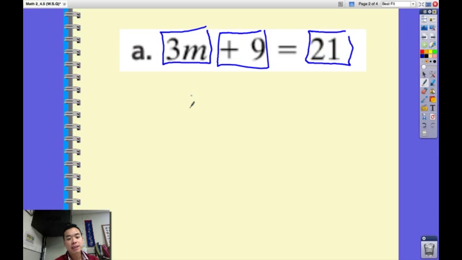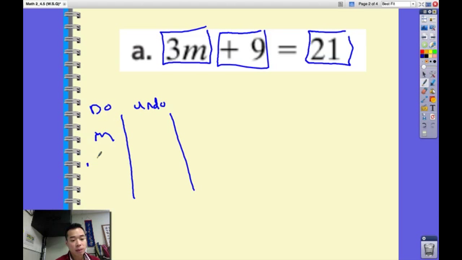And then I'm going to build my table over here. My do, undo. So here's my do, here's my undo. Here's my present. The first thing that happens to it is it gets multiplied by 3. Sorry, my board's running out of battery. And then it gets increased by 9. I can see that, again following order of operations on the do. You multiply before you add.